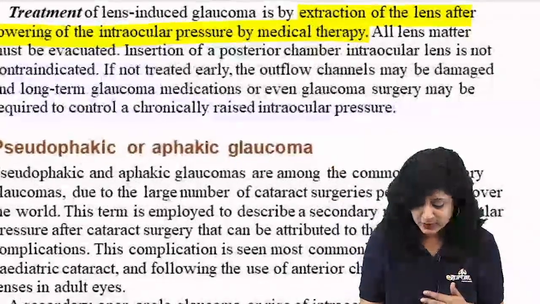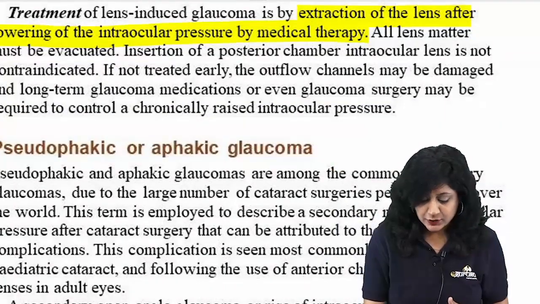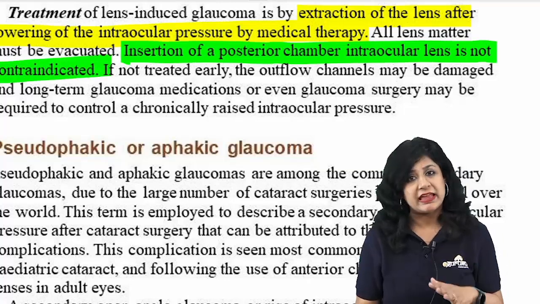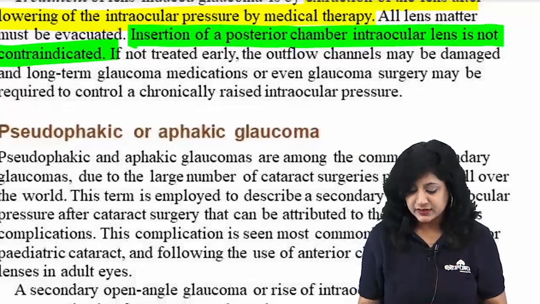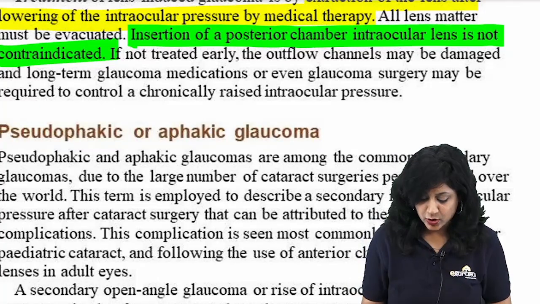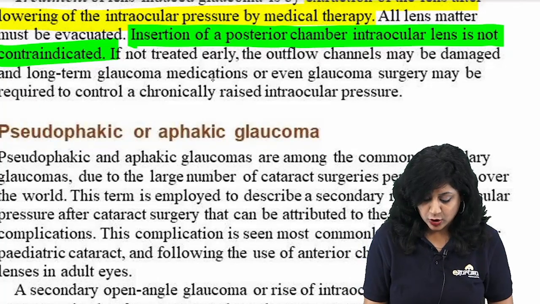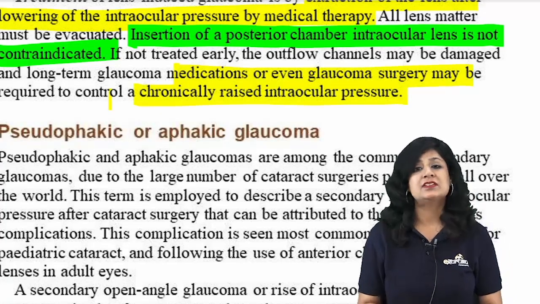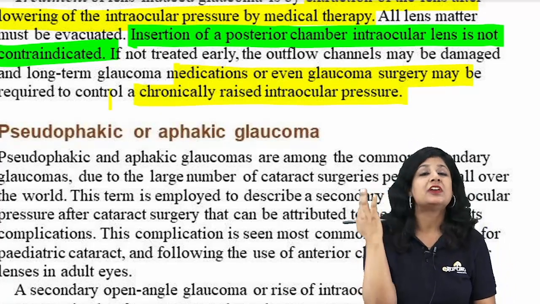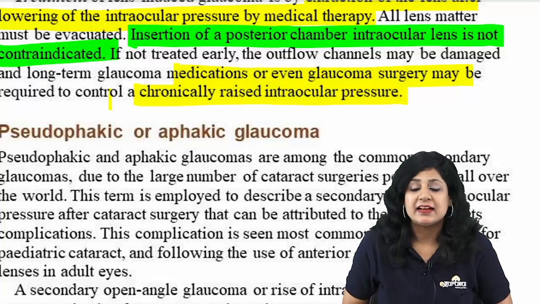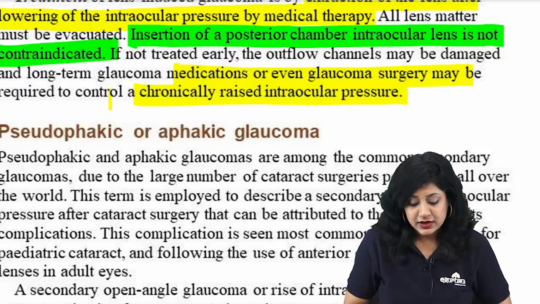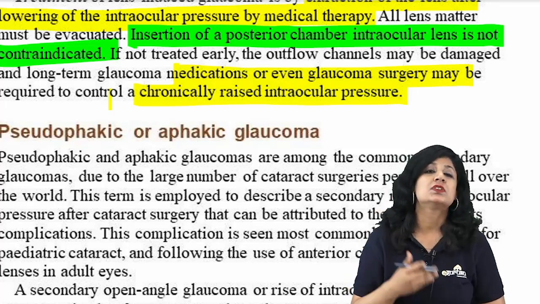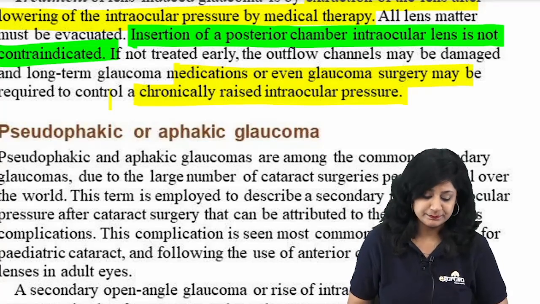All lens matter has to be evaluated. If you talk about the PCIOL, that is not contraindicated, so you can give the PCIOL here. If not treated early, outflow channels can be blocked. Long-term glaucoma medications or glaucoma surgery may be required for a chronically raised intraocular pressure. If you are not treating it at the right time, then that can lead to chronically raised intraocular pressure, and then you have to carry on with the long-term medications as well as the glaucoma surgery.